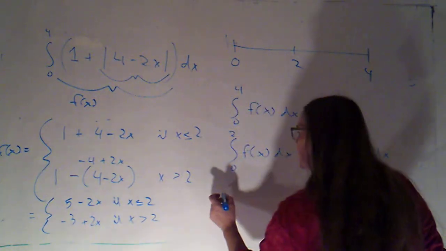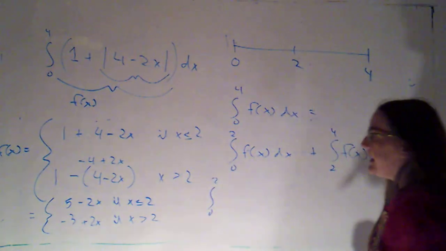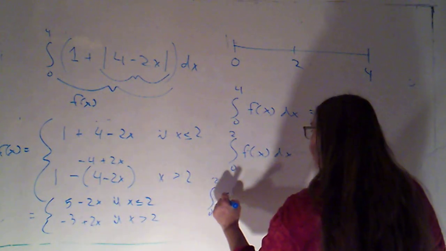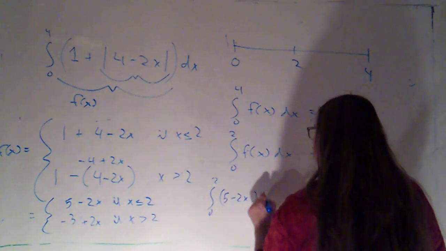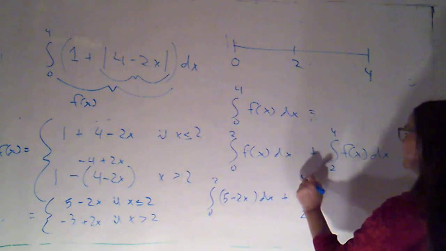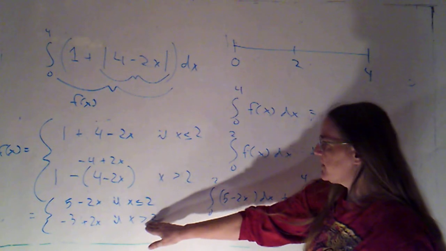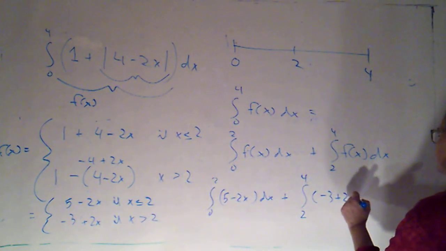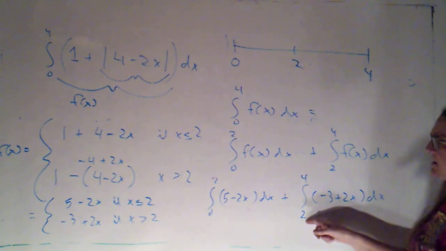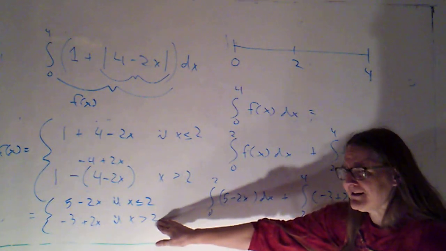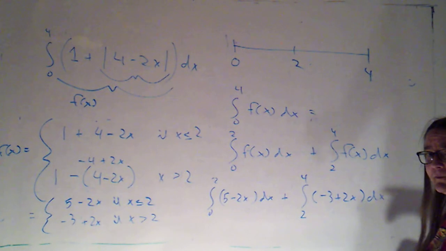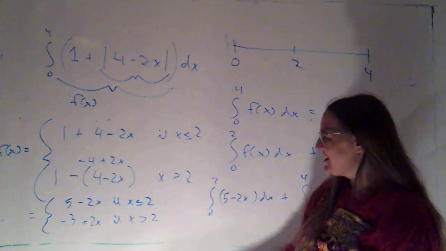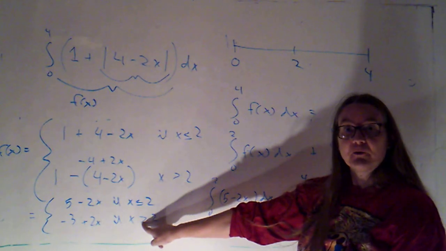Then from 0 to 2, that's going to be where x is less than or equal to 2, so I'm just integrating 5 minus 2x. From 2 to 4, that's going to be where x is bigger than 2. I'm integrating negative 3 plus 2x. And you might say, well, wait a minute, 2 wasn't included in that interval, but it's included here. Okay? But remember, we said this function agreed at 2. So I could have included 2 with that rule.